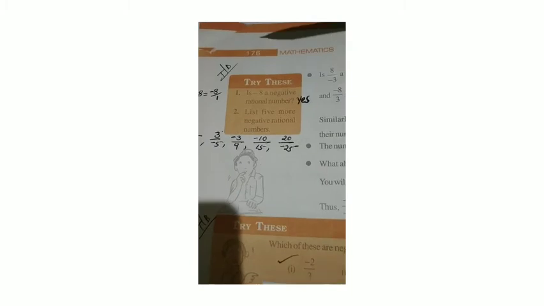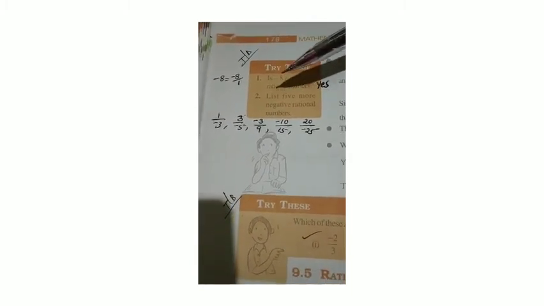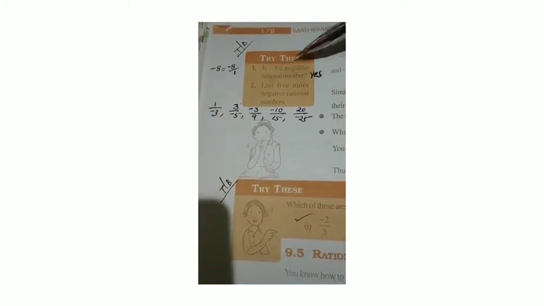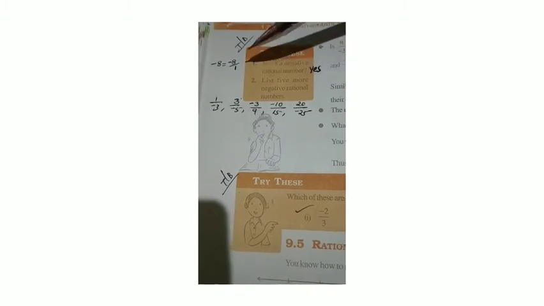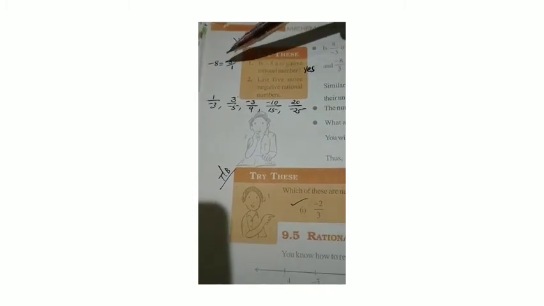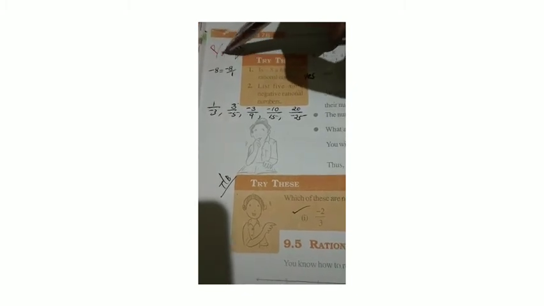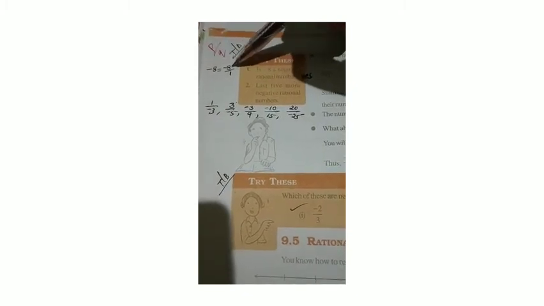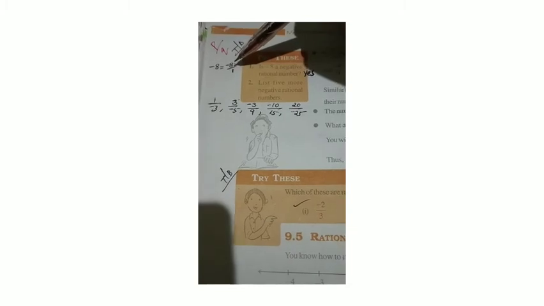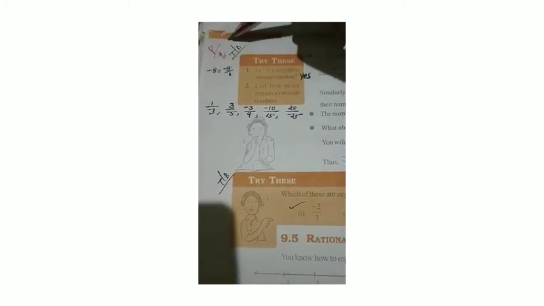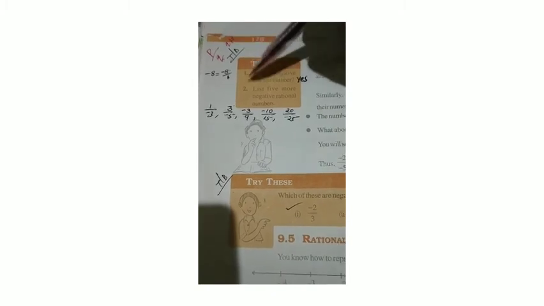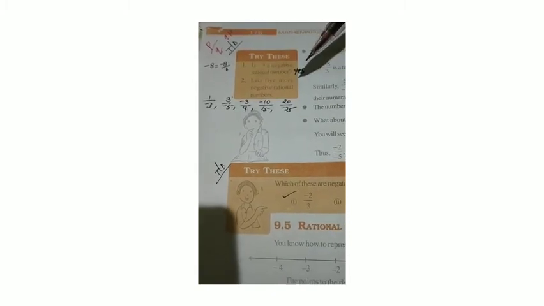Here, page number 176. Is negative 8 a negative rational number? Yes, it's clear, because negative 8 we have to write in the form of P by Q. So P by Q, P will be negative 8. That will be the numerator, and Q we can write as 1. And here Q is not equal to 0. So we can say negative 8 is a rational number.